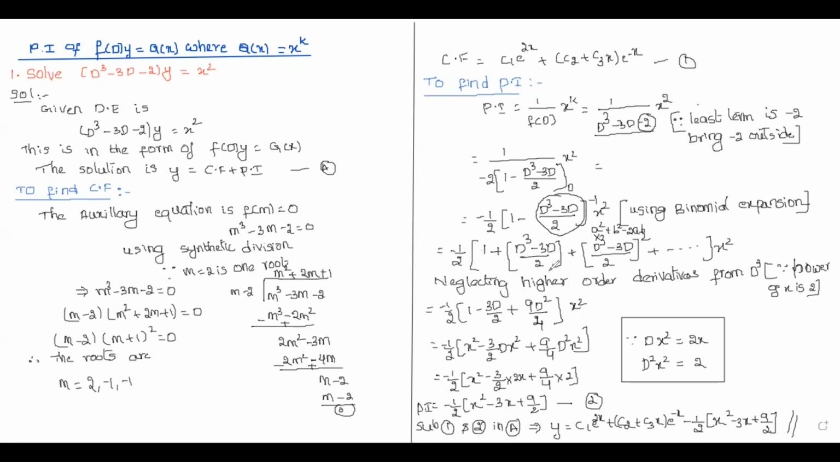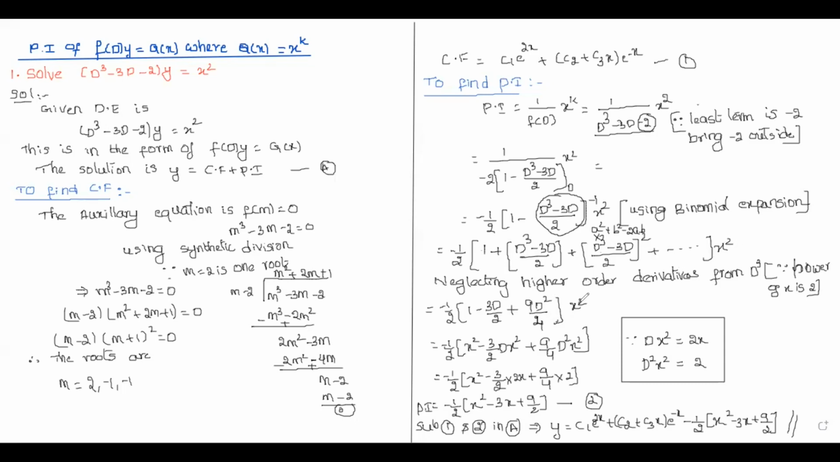So you have to observe carefully here what are the terms we have to include. Higher order derivatives should be removed properly. So minus 1 by 2 into (1 minus 3d by 2 plus 9d square by 4) into x square. While taking these terms, you have to be very careful. After this, the problem can be solved easily. So your concentration should be here: after expanding, what all the terms we can take. So here x square is there.